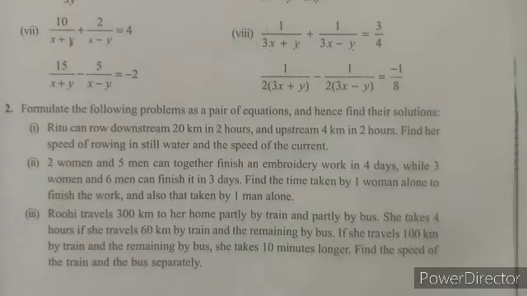Question number second, we have to formulate the pair of equations for the given problems and hence find their solution. Now in first part, Ritu can row downstream 20 km in 2 hours and upstream 4 km in 2 hours. Find her speed of rowing in still water and the speed of the current. So here we will take the speed of rowing in still water as x km per hour and speed of current as y km per hour.